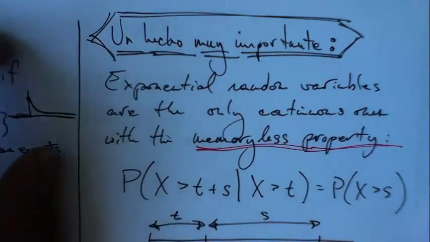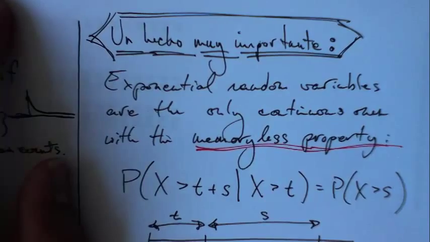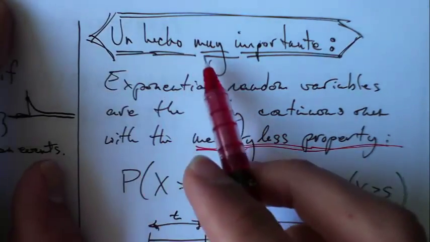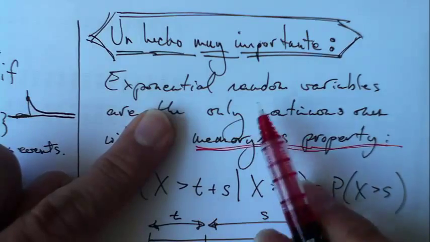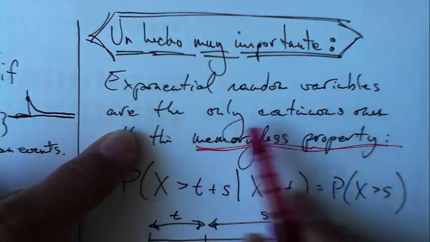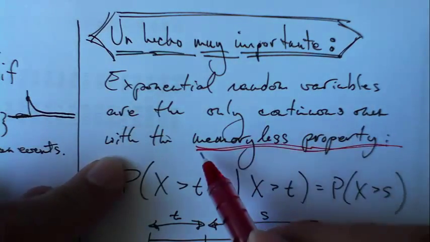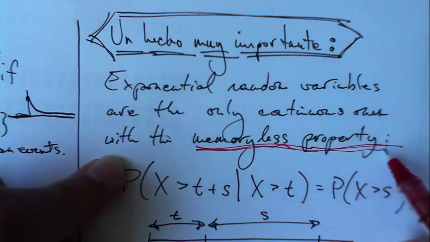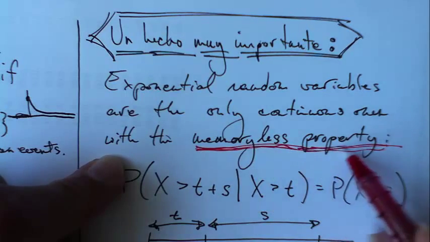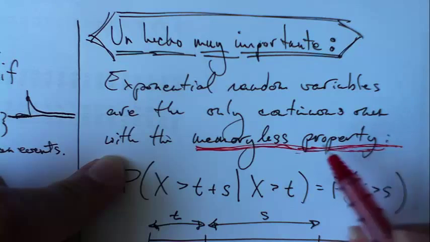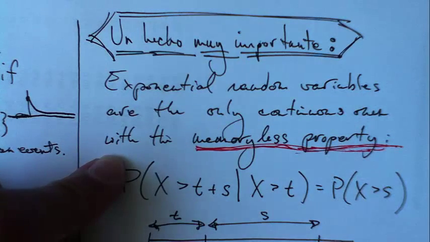Here's something really, really important. This may be the most important thing you ever learn in your life. Un hecho muy importante. Exponential random variables are the only continuous ones with the memoryless property. They're the only continuous random variables with the memoryless property. So again, I'm going to think about these exponential random variables as modeling the inter-event times of something of interest. Let's say times between bus arrivals.